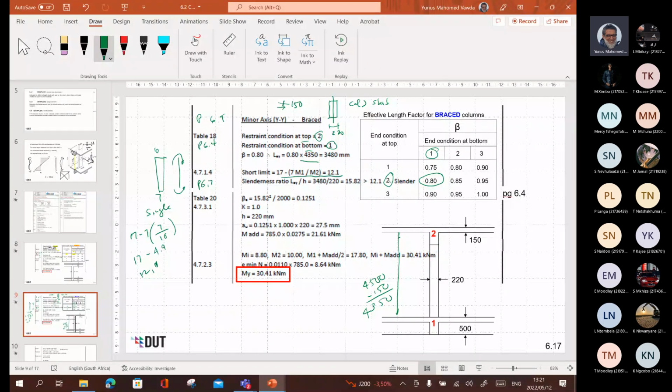Right, so there it is. There's the calculation for that. 17 minus 4.9, and 4.9 comes from 7 times 7/10, negative, because it's single curvature. Okay, so it becomes smaller. Double curvature, it becomes bigger. Slenderness ratio, LEY/H, 3480 divided by 220, 15. So you've got to be very, very careful.